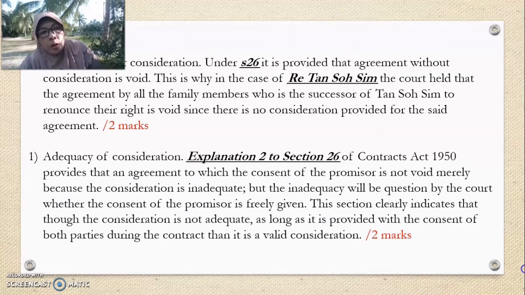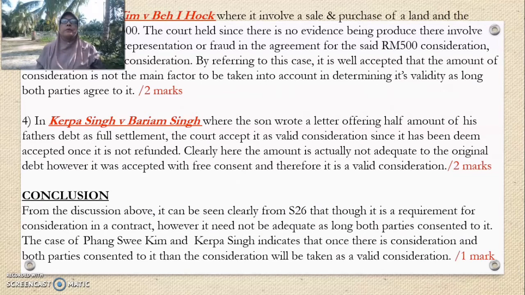Then I go on with content number 3. Here I highlighted the case of Pang Sui Kim, whereby the consideration for the sale and purchase of land is 500 ringgit. Though the amount is very little, not adequate to the market price of the land, the court held in this case that since there is consent on the part of both parties when they made the contract, the consideration is also valid.